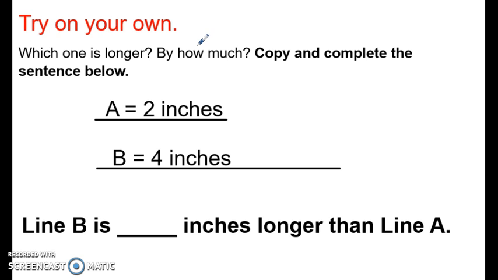So you're going to try this one on your own. The lines have already been measured for you. So A equals 2 inches, line B equals 4 inches. I want to know how much longer line B is than line A. So you're going to copy and complete the sentence below in your notebook. So you're going to figure out how much longer line B is than A. Then you're going to write line B is blank inches longer than line A. When you're done with this problem, you're done with today's lesson.